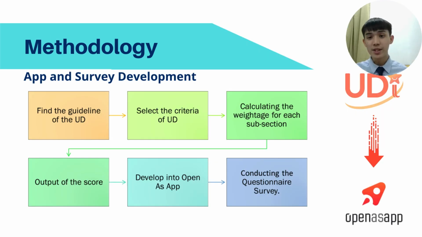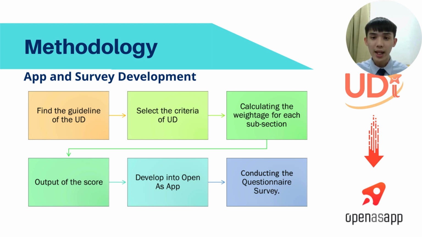My methodology will be separated into three parts. The first one is app and software development. The first step is to find the guideline of universal design. Second is to select the criteria. And after that, we calculate the weightage for each subsection. So users can now know their score by keying in the criteria.